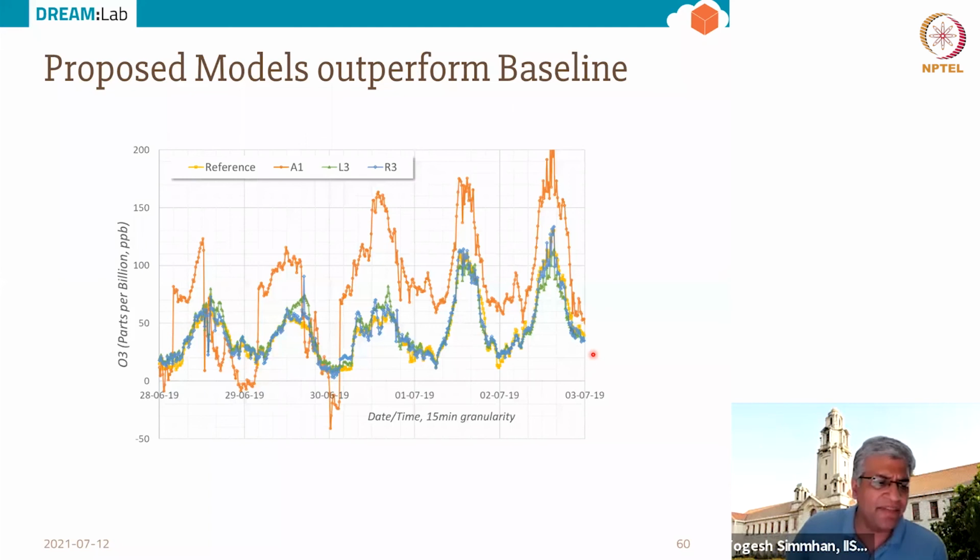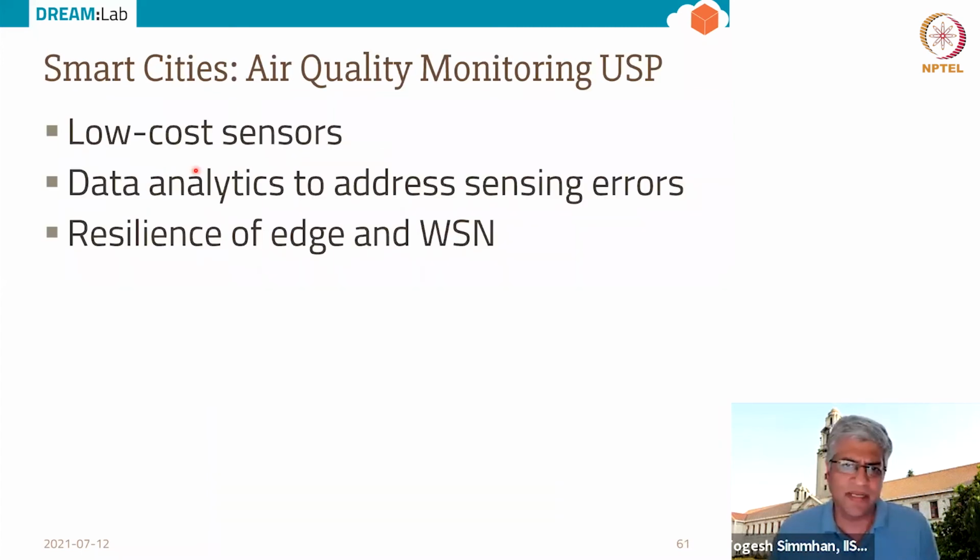So there we have to look at more complex models. We are collaborating with others who work on machine learning to see if you can do things like transfer learning, to have more complex models that will be more robust across some of these variabilities. That's the key summary of this project. The key outcomes are low-cost sensors at large scale, resiliency at the edge, and calibration models to address some of the sensing errors. Those are some of the key takeaways from this project.